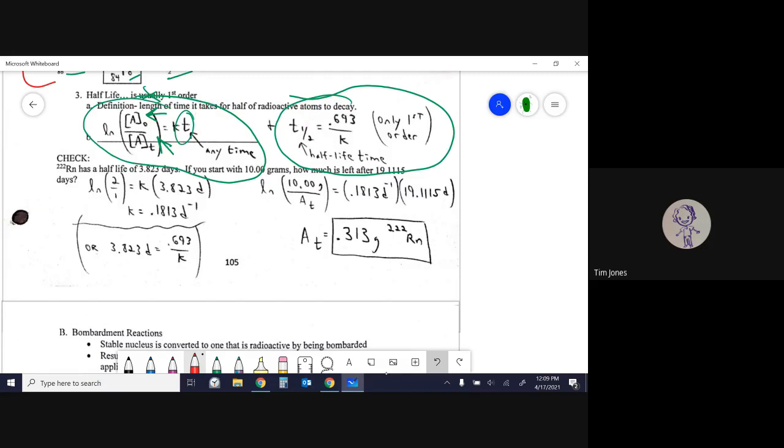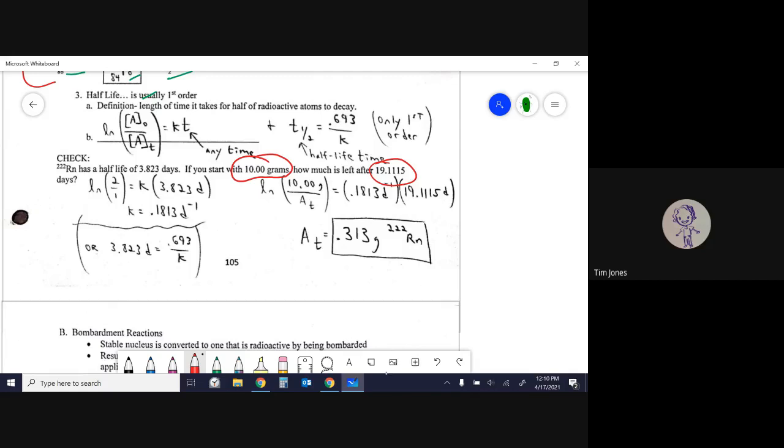So I have a few examples. So let's take a look at this one. It's radon 222 has a half-life of 3.823 days. If we start with 10 grams of this isotope, how much is left after this many days? Now, there's a few ways to solve this. If you're in pre-calculus or calculus, you might know an equation that combines this into one problem, but I choose to do it the way we do it using the first order integrated rate law.